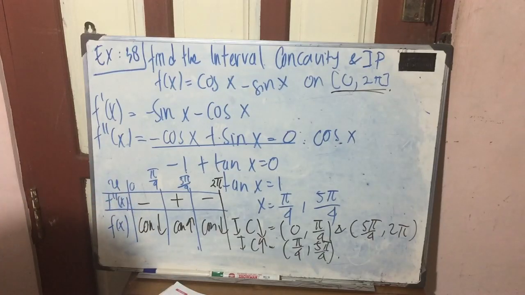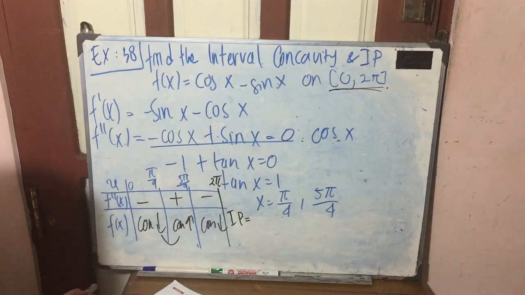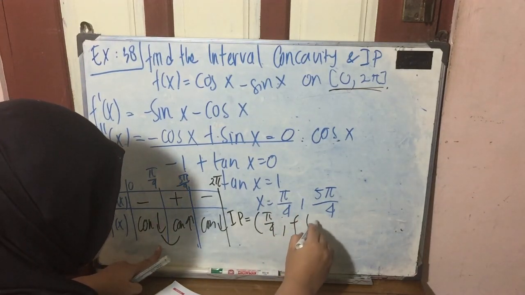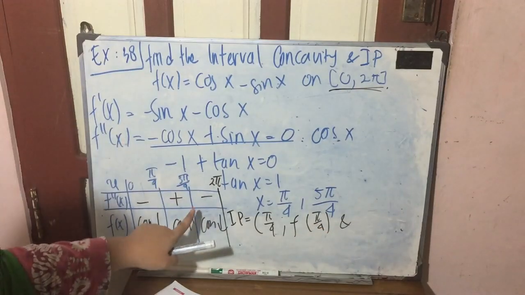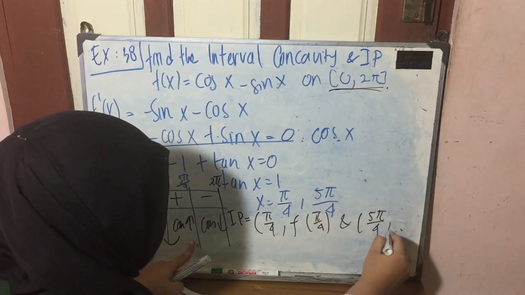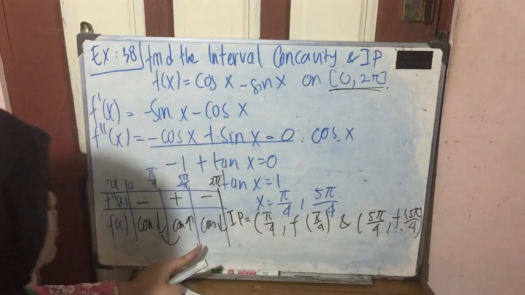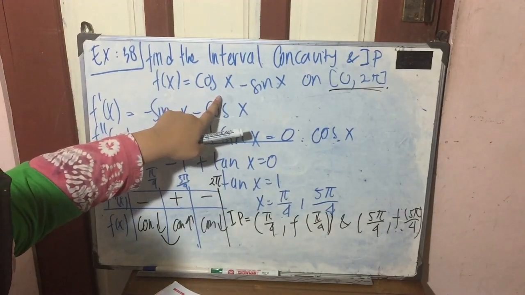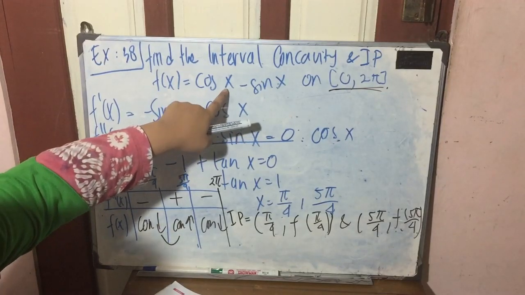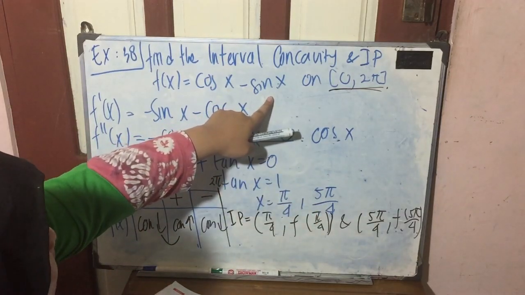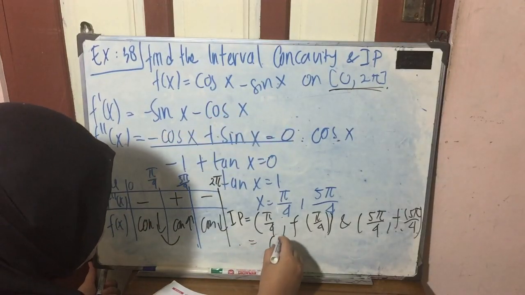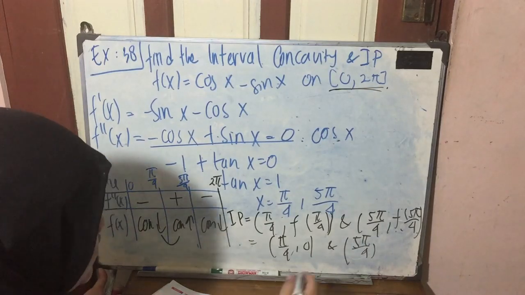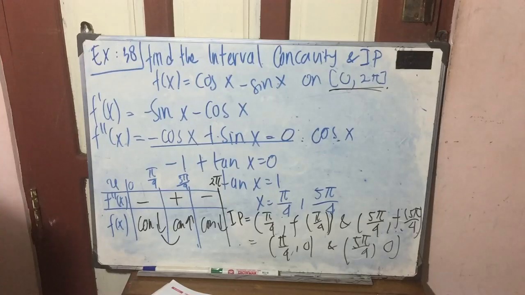Now we need to find the inflection points. The sign changes at π over 4 and 5π over 4, so we need f(π/4) and f(5π/4). From the formula, cos of π over 4 is half square root of 2, and sin of π over 4 is half square root of 2. So f(π/4) is 0, and f(5π/4) is also 0. So the inflection points are (π/4, 0) and (5π/4, 0). Everyone, it's easy to find the inflection point.